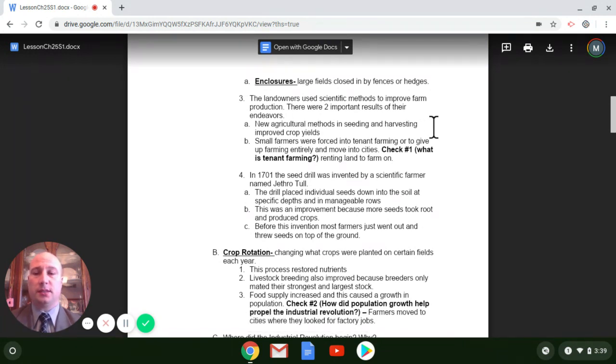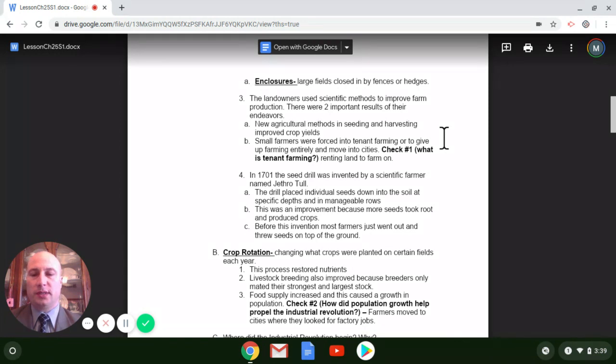Crop yield is basically out of how many seeds you plant, how many of those seeds produce an actual edible crop. Subletter B, small farmers, because of these big farmers making these big movements, were forced into tenant farming or to give up farming entirely and move into cities.